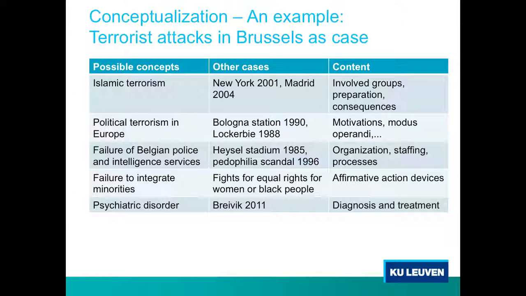A third possibility, and the media have done this quite often, is to conceptualize the Brussels case as an instance of failure of Belgian police and intelligence services, among many other historical cases. One of the most famous ones is the Heysel Stadium case, where due to poor preparation of this football final, many people died in a collapsing stadium in 85.